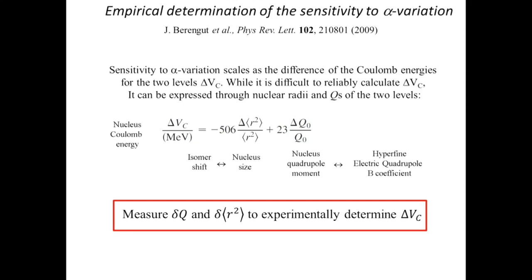And so if that happens, then we would simply know from experimental measurements what the enhancement factor in terms of sensitivity to the fine structure constant would be. And there are, of course, different ways to measure mean square radius and electroquadrupole moment. One of them is to use atomic spectra, where the mean square radius translates into isomer shift of optical lines, and the electroquadrupole moment translates into a hyperfine B coefficient in optical spectra.